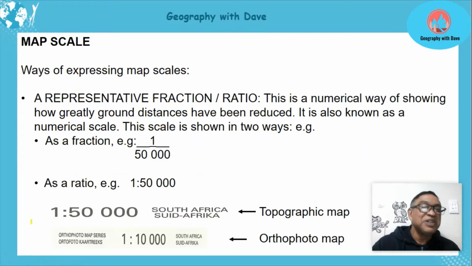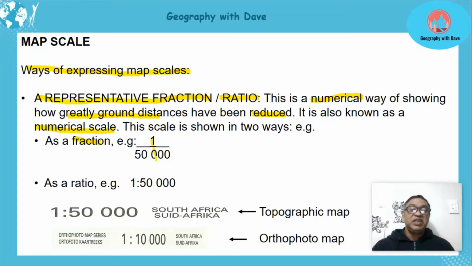Let's go on. Now, map scale: ways of expressing map scales. There are different ways. The first one we look at here is a representative fraction and a ratio scale. I put them together because both are numerical ways of showing how greatly the ground distances have been reduced. They're also known as the numerical scales. If you look at the fraction, it's expressed as a fraction. I'm using a topographic map here: 1 over 50,000, so 1 centimeter over 50,000 centimeters.